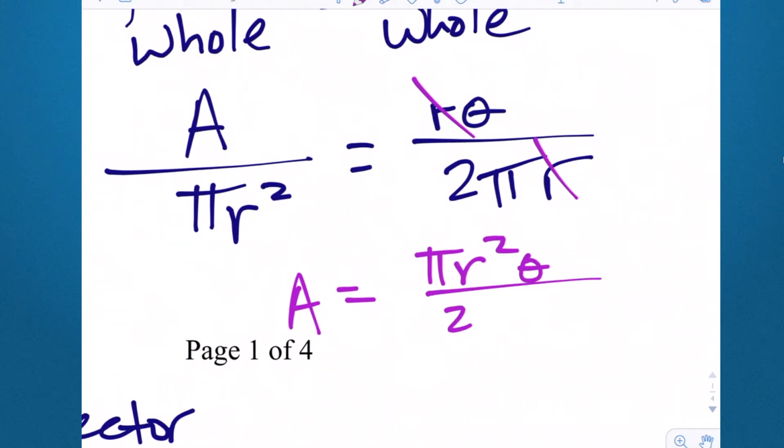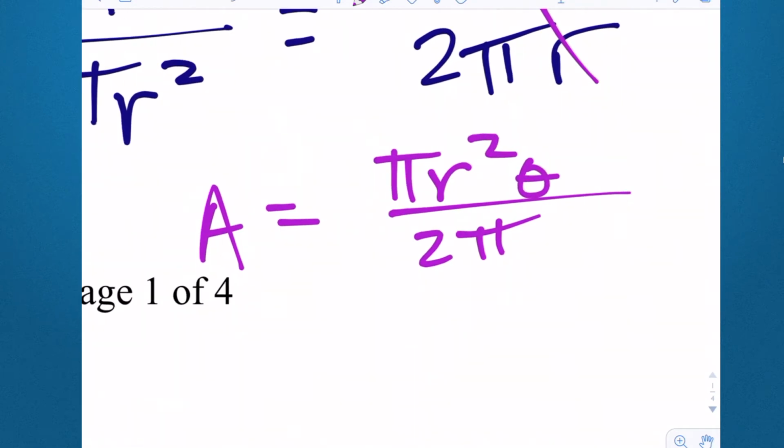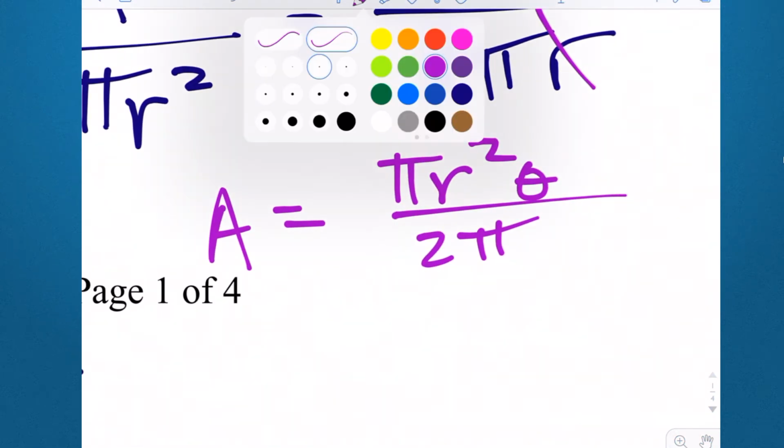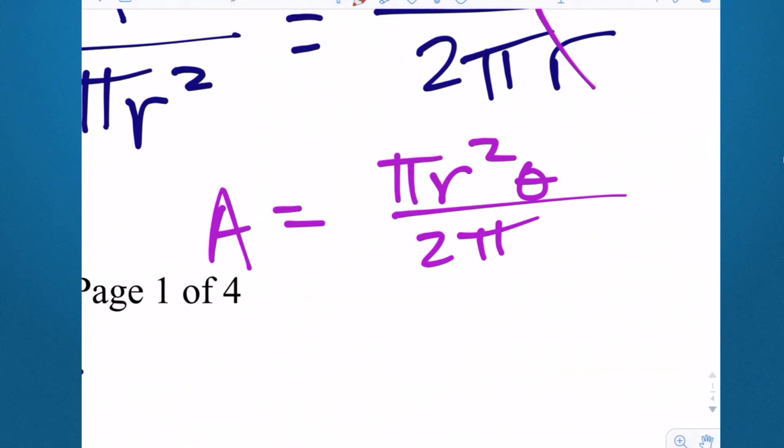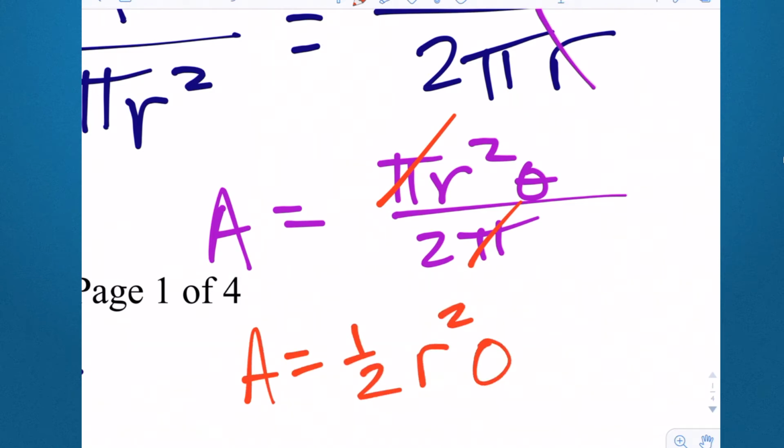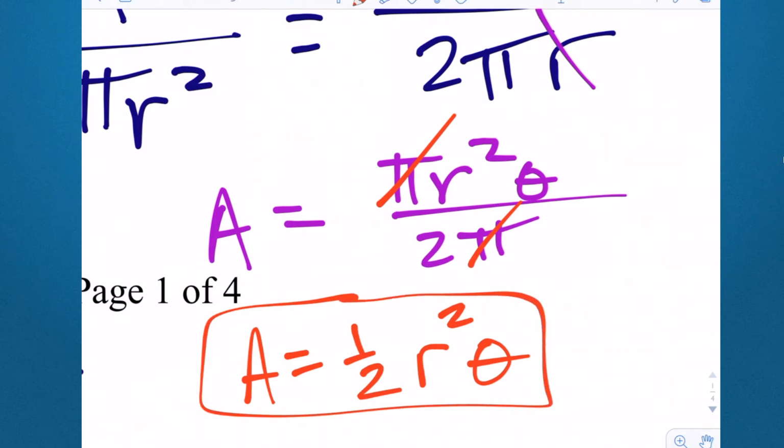Theta all over 2 pi. And we have a formula now for the area of a sector. But is that a pretty formula? Don't hurt its feelings, but it could look better. What happens with the pi's? They divide out. Good. And all we're left with in the denominator is 2. So dividing by 2 is the same as multiplying by what? 1/2. So we have 1/2 times r squared times theta, where theta is in radians and r is the radius.